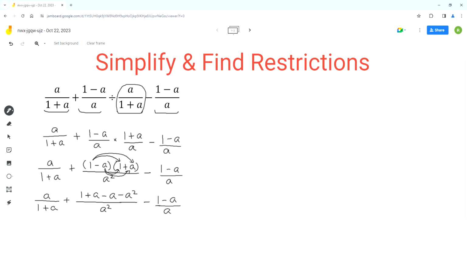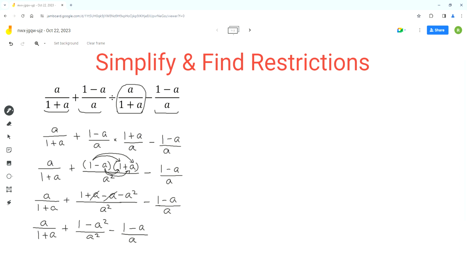Now we can combine like terms in the numerator. So the positive a and negative a cancel each other out. So we get a over 1 plus a plus 1 minus a squared over a squared minus 1 minus a over a.